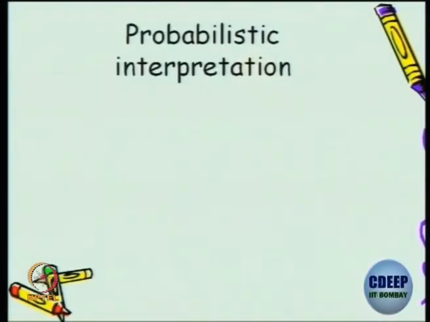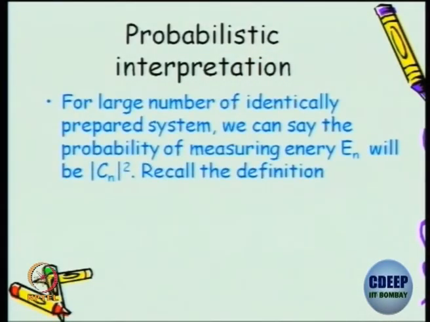Okay, so just towards the end of the last lecture, I talked about the measurement, which is probabilistic, in the sense that you take a large number of identically prepared systems, and then if you want to measure a specific energy En, then the value will be mod Cn squared, which is the probability for finding the energy En. That's where we stopped.